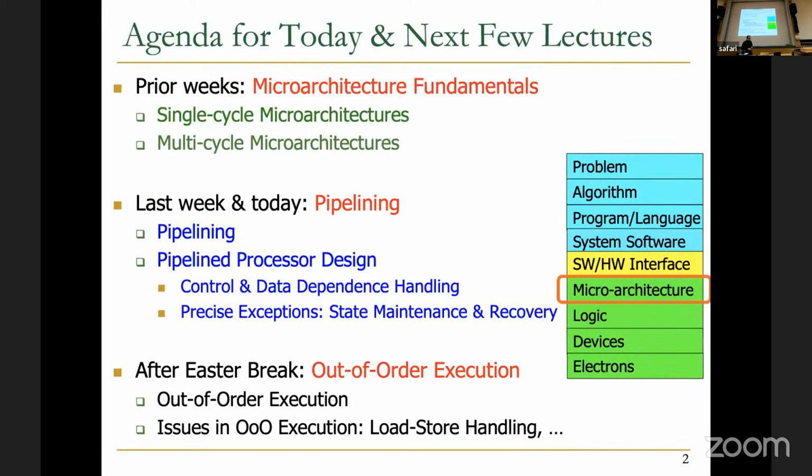As you know, last week and today we are still in the pipelining part. Today, as I said, we are going to cover control and data dependence handling and also precise exception. And after Easter break, we will cover out of order execution, which is a quite interesting topic because most modern processors are not in order mostly. So they are using out of order execution to basically implement a kind of data flow machine inside the processor.